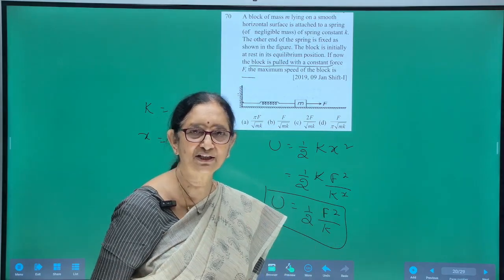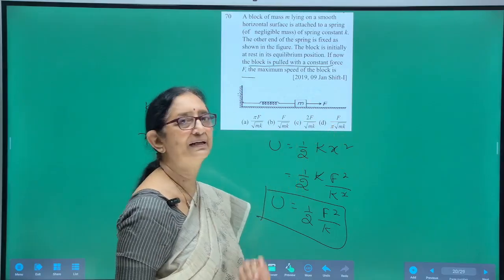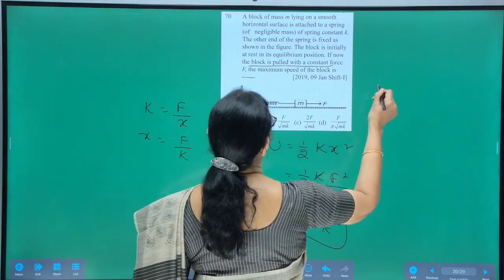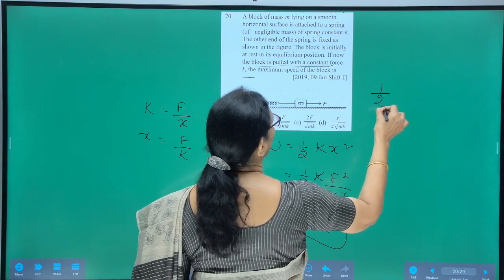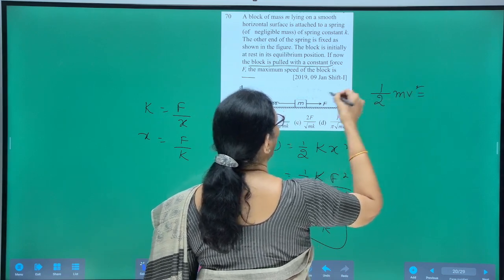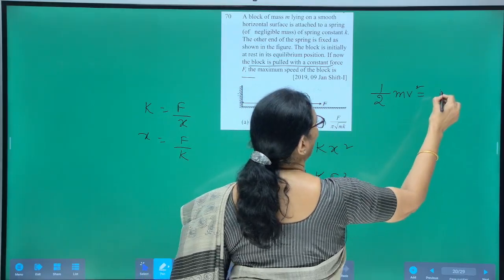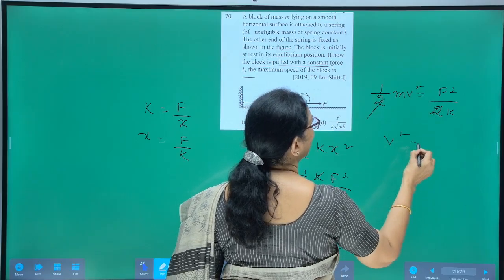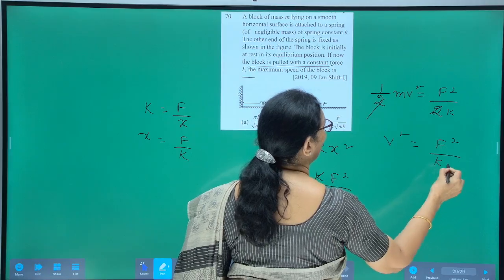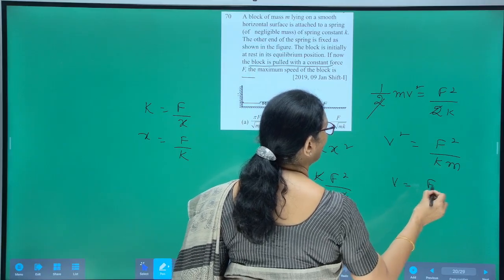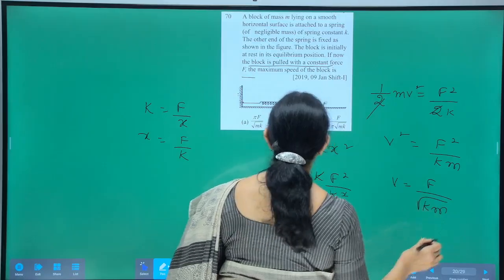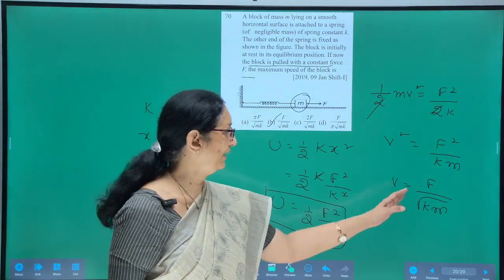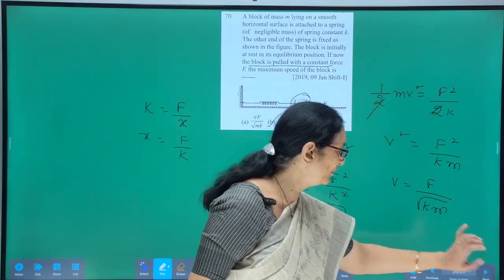When it has its natural length, this entire energy will be converted into kinetic energy of the block attached to the spring. So, half m v square, where v is the maximum speed of the block, is equal to F square by 2k. 2 and 2 get cancelled. V square is equal to F square by km, or v is equal to F by square root of km. Here it is given as F by square root of mk. Move on to the next.